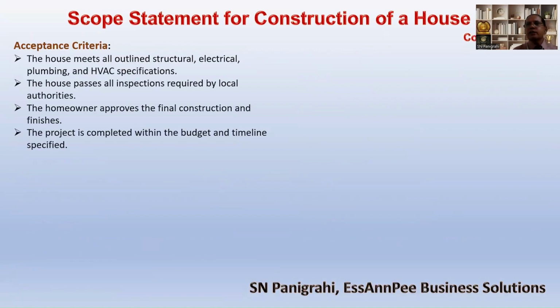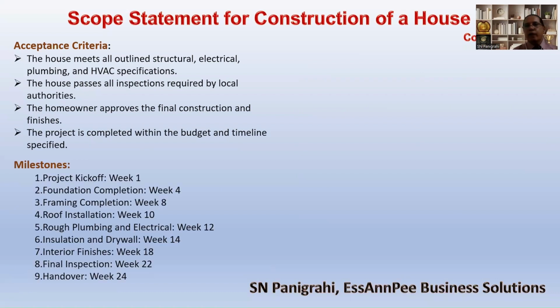Then the acceptance criteria must also be very clearly defined. The acceptance criteria include that the house meets all the outlined structural, electrical, plumbing, and HVAC specifications, and the house passes all the inspection requirements by the local authorities. So these are some of the acceptance criteria, meaning once the handing over happens for the house, these are the requirements that have to be fulfilled as per the acceptance criteria.